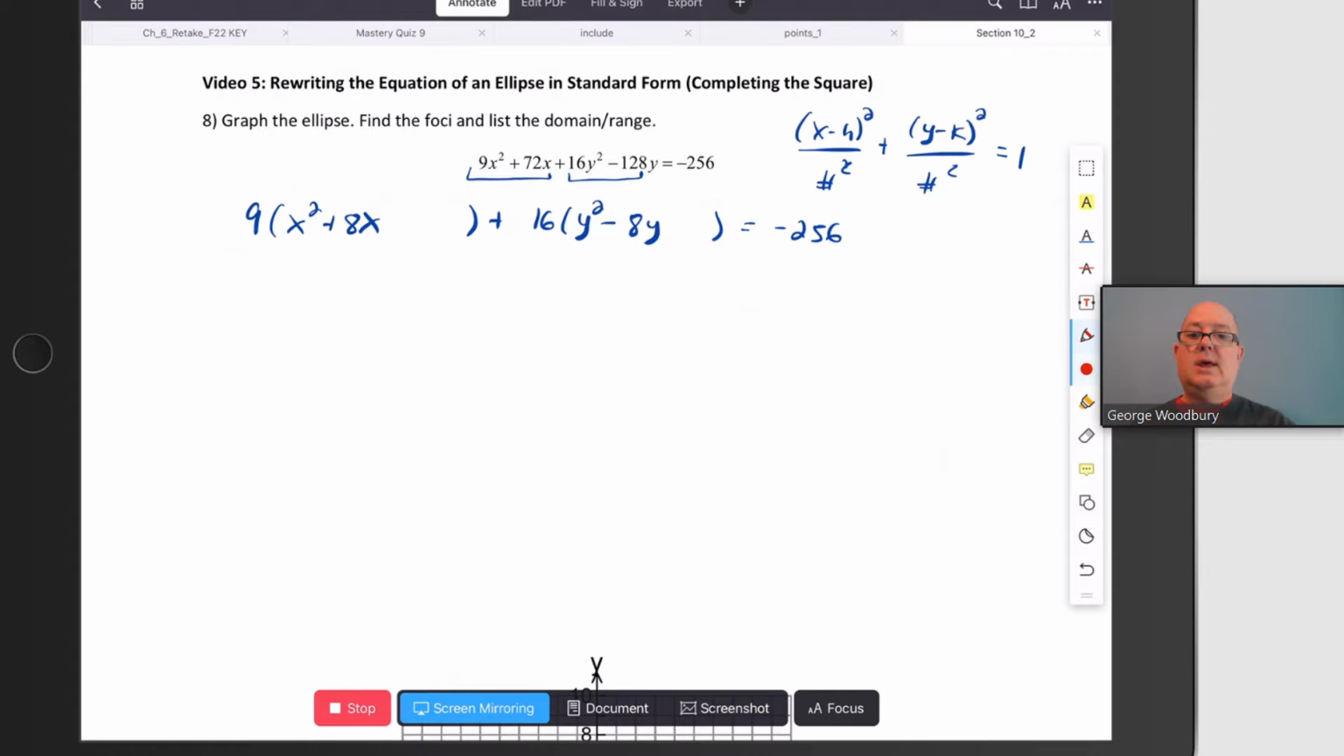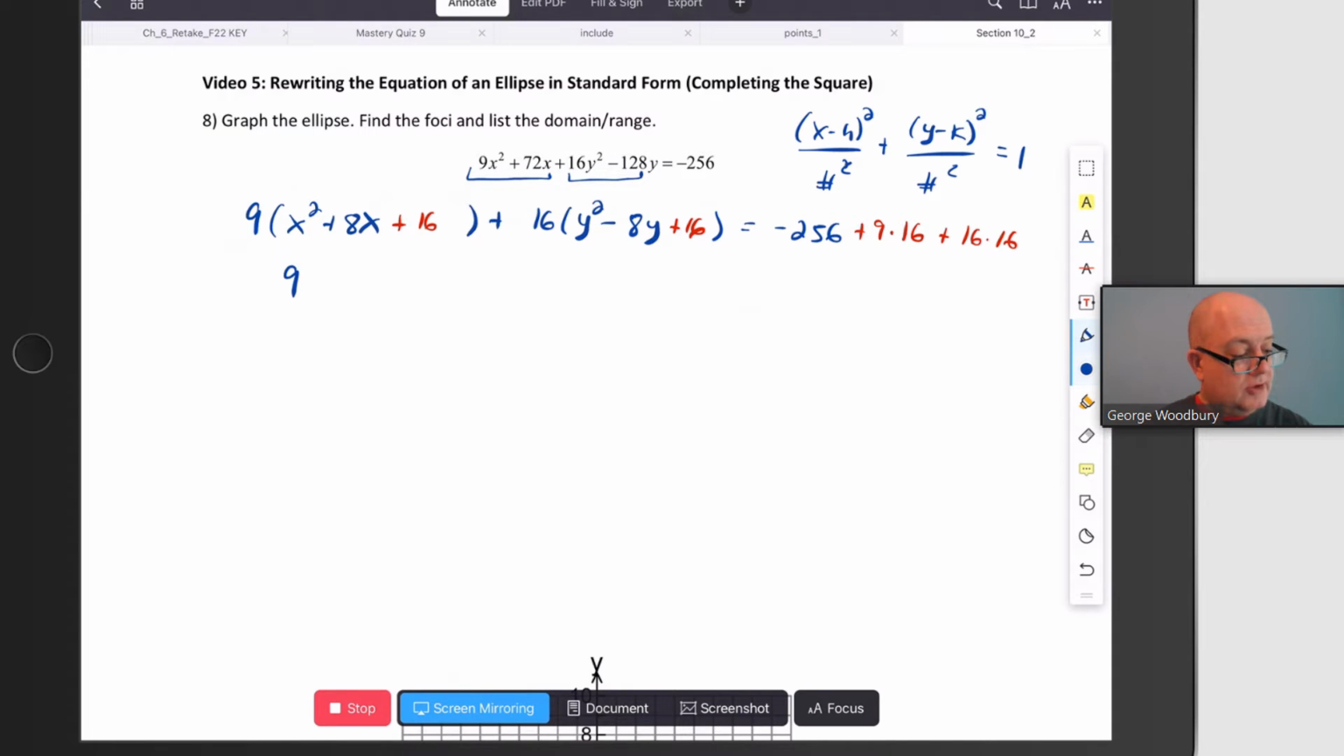All right. To complete the square on x, half of 8 is 4. 4 squared is 16. So I'm going to add 16 inside the parentheses. But I'm really adding 9 times 16 because there's a factor of 9 in front of the parentheses. So on the right, I am going to write 9 times 16. Completing the square for y, half of negative 8 is negative 4 squared. That's also 16. So plus 16 in the parentheses, plus 16 times 16 on the right-hand side, because there's a factor of 16 in front of those parentheses for y.